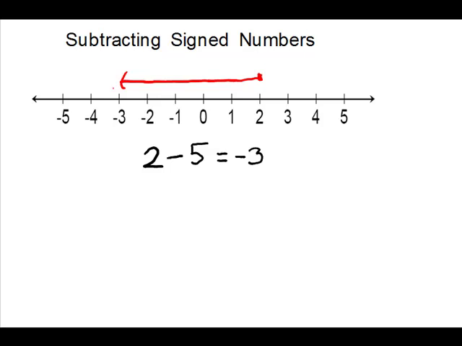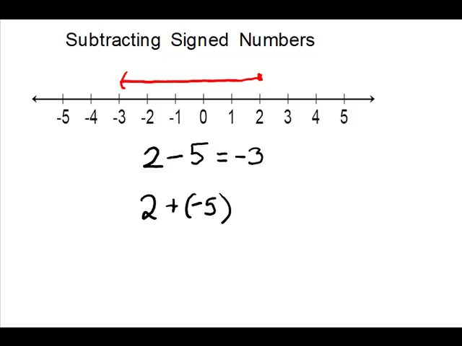If you recall, when we looked at adding signed numbers, there was one addition problem that also moved to the left. Remember, if we added a negative, we moved to the left. Let's look at this problem. 2 plus a -5.